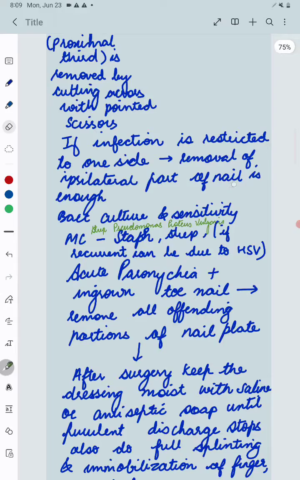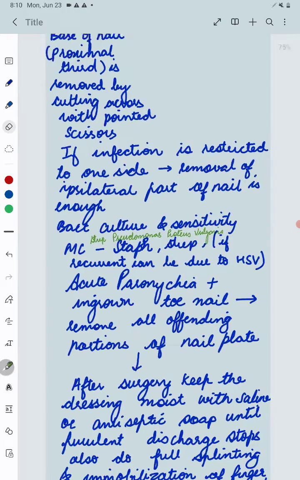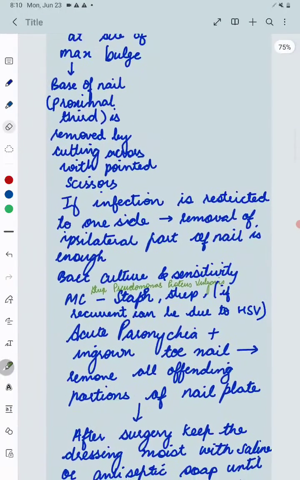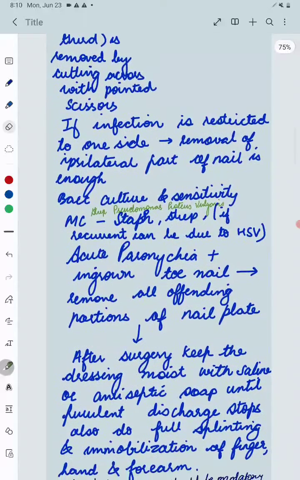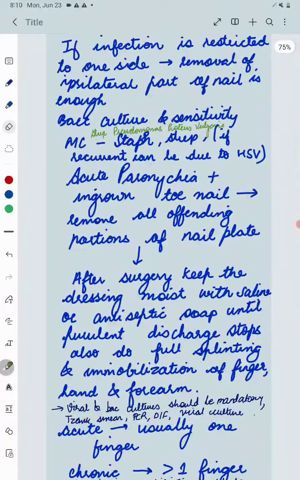Ipsilateral part of the nail, you might need to remove the nail plate also with pointed scissors, and most commonly it is caused due to staph strep. If it is recurrent, then it can also be due to HSV. If acute paronychia is present, rule out ingrown toenail also.